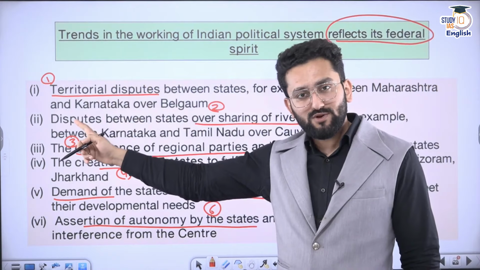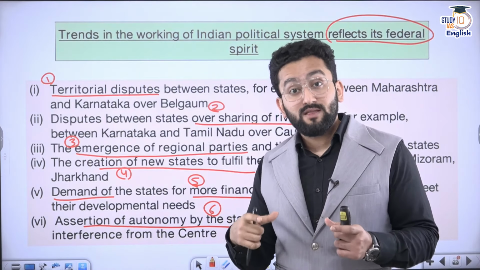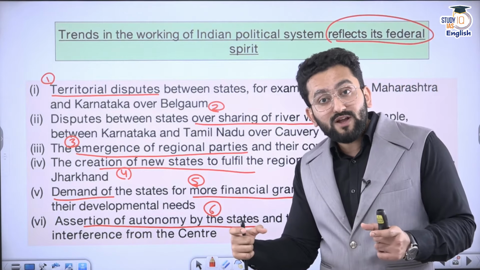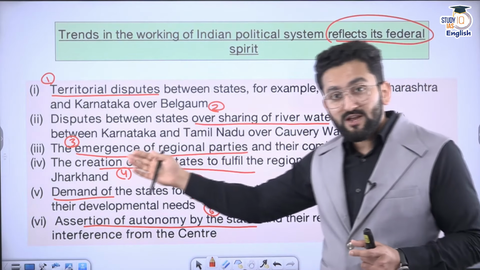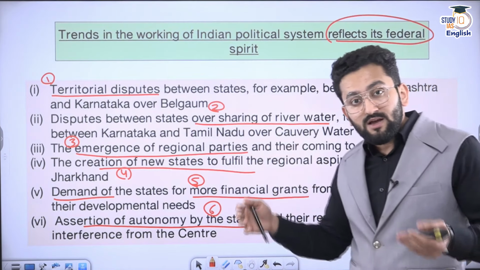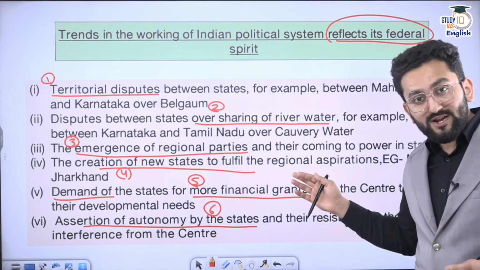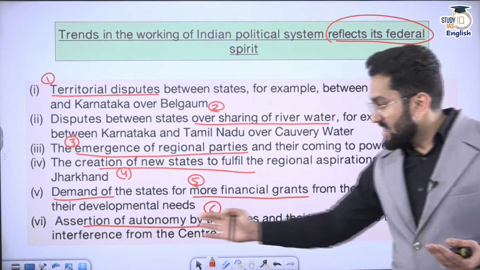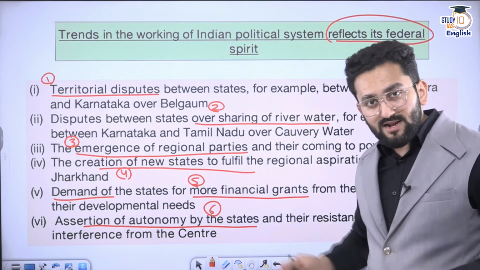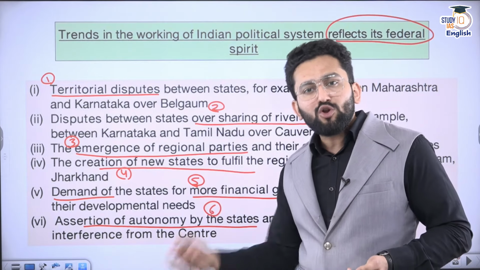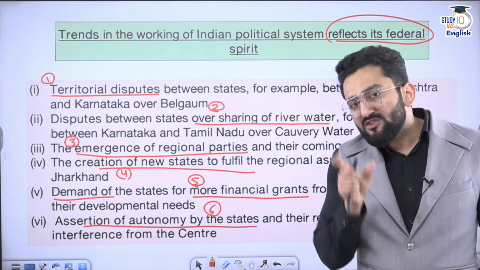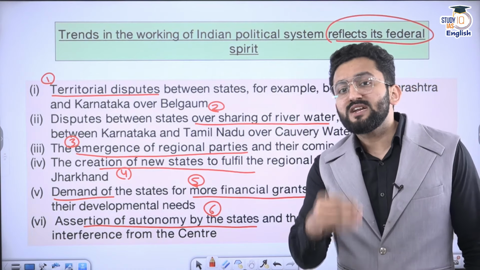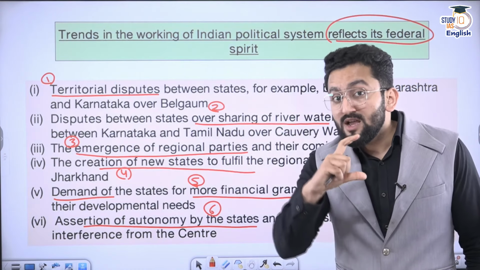For example, we have territorial disputes between states. If territorial disputes are there between states, it means they recognize themselves as independent political and administrative units. That is why they are having this conflict, right? We have conflicts on water sharing. We have the emergence of regional parties, and these regional parties show influence in the Lok Sabha as well. We have creation of new states on the agenda of development. We have demands for more financial grants by different states. We have assertion of state autonomy, that they want more power, that certain areas need to be given more authority. So what does it represent? It represents that at the regional level, political and administrative units consider that there are areas in which they are independent from the national government, and this is called federal spirit.